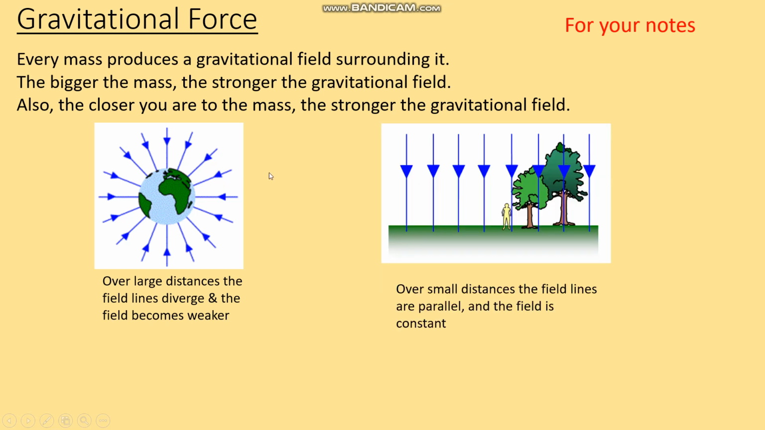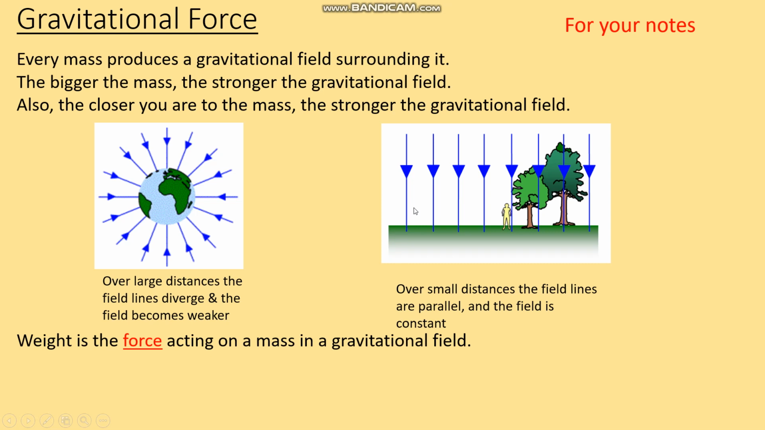Now at the surface or near the surface of the Earth, the gravitational field remains pretty much constant. The field lines hardly diverge at all. So we can assume that the field lines are parallel and that gravitational field strength remains constant at or near the surface of the Earth.